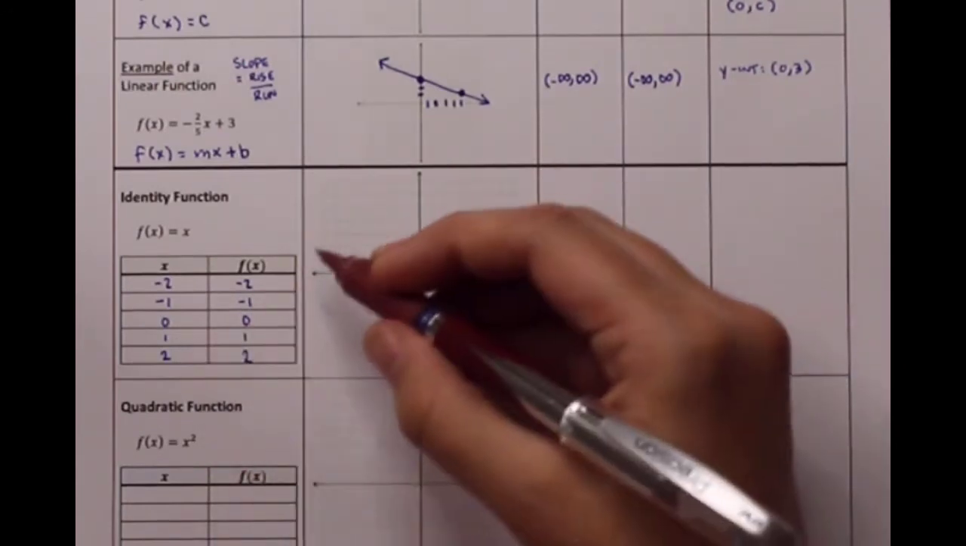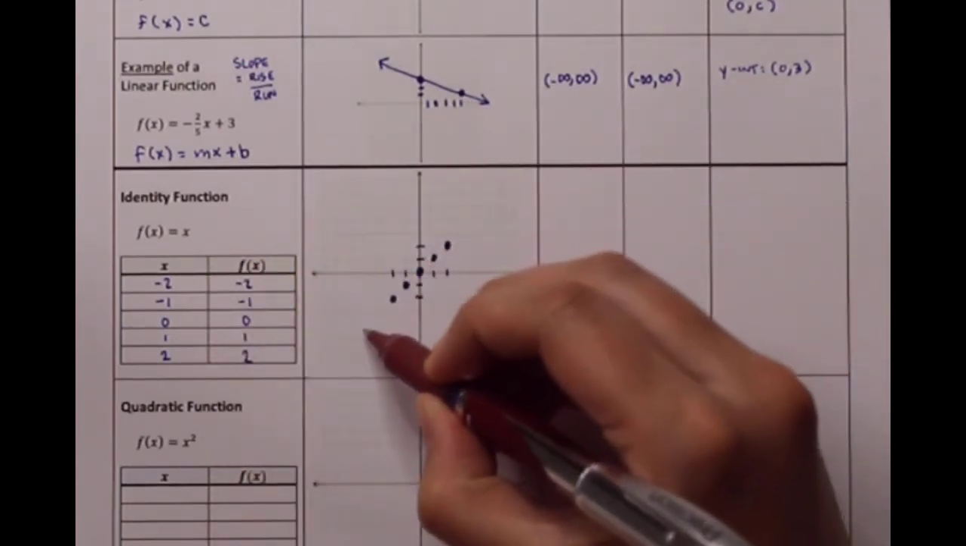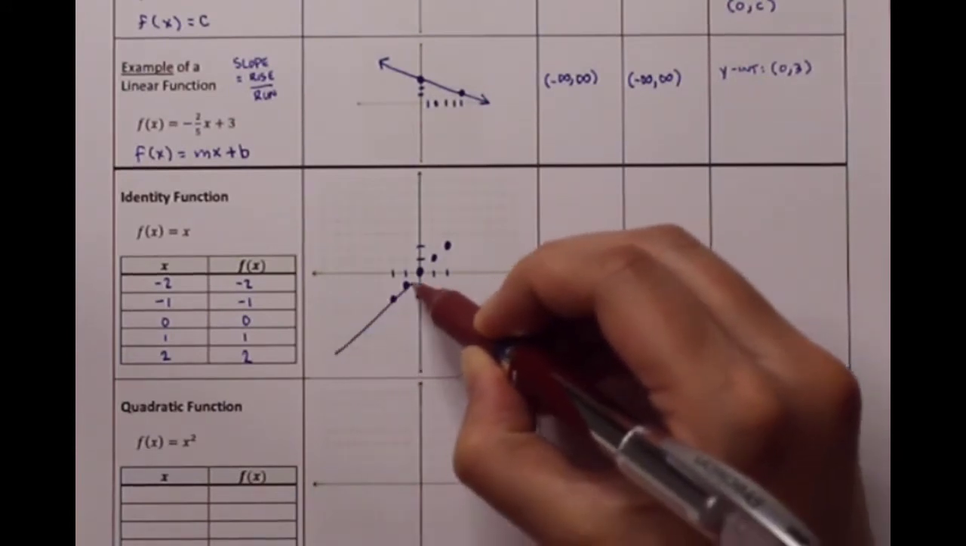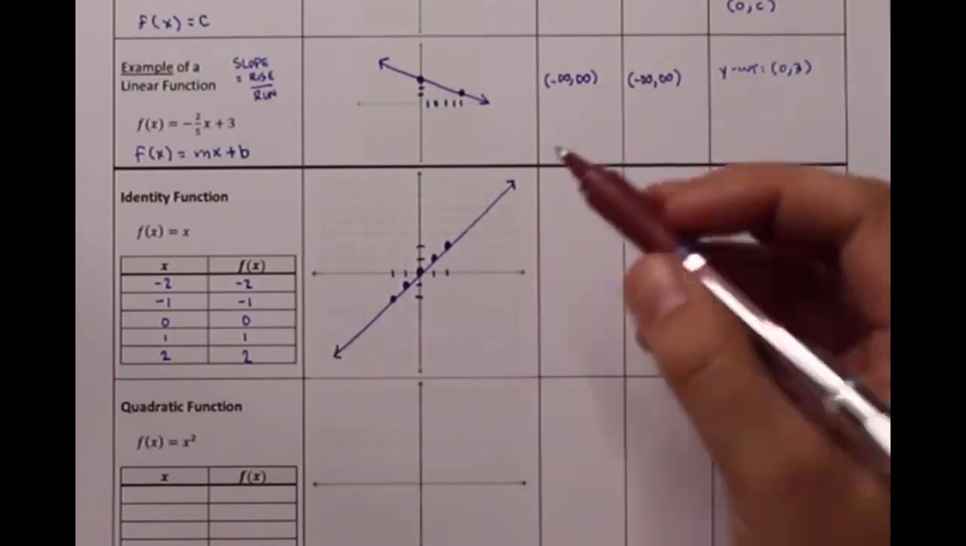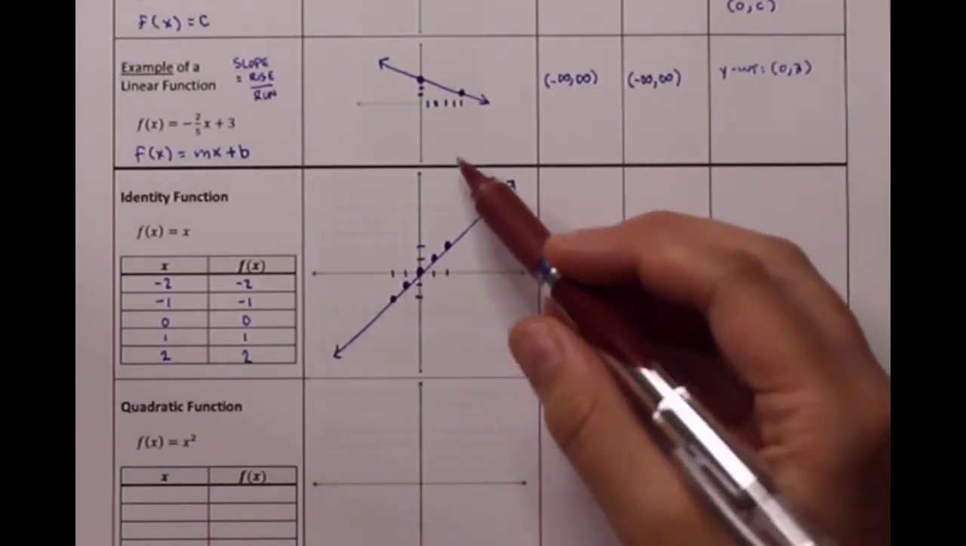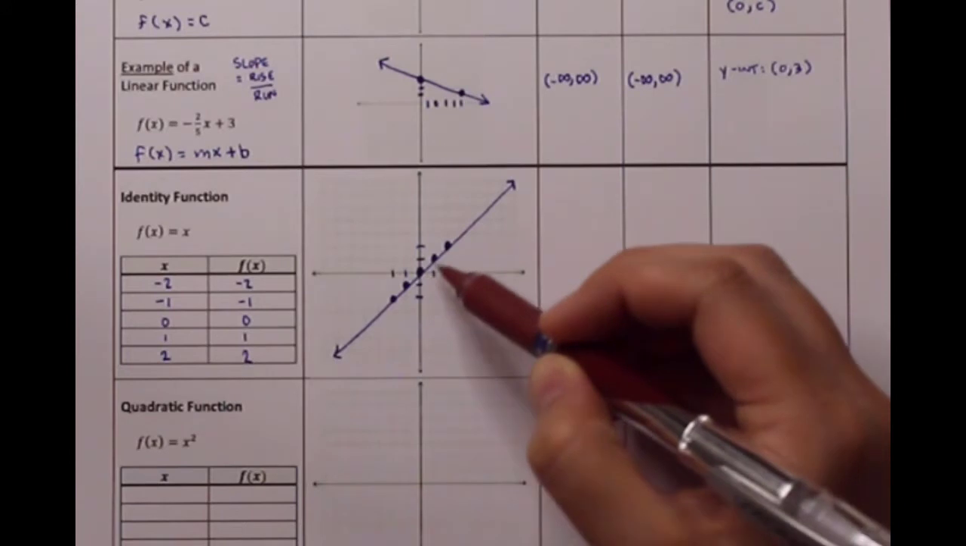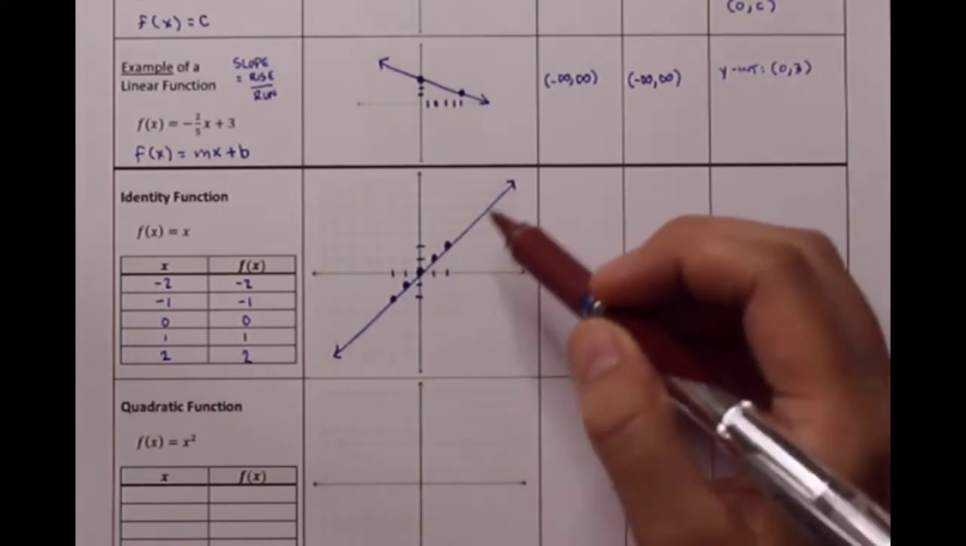And if I plugged in more points, because this is only 5 points, but if I plugged in more, they would all be on this line right here. And so this is the identity function, this diagonal line, perfectly diagonally through the middle here, through the origin.